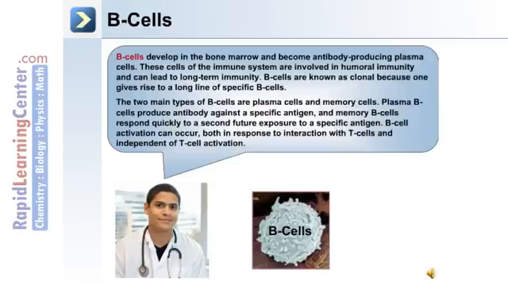The two main types of B cells are plasma cells and memory cells. Plasma B cells produce antibodies against a specific antigen, and memory B cells respond quickly to a second future exposure to a specific antigen. The activation of B cells can occur both in response to interaction with T cells and independent of T cell activation.